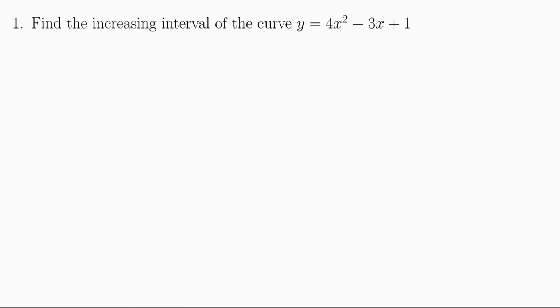In this first example, we will be finding the increasing interval of the curve y equals 4x squared minus 3x plus 1. The increasing interval of the curve are the points on the curve which have a tangent with positive gradient. In other words, the derivative of y with respect to x, or dy over dx, is positive, or larger than 0.